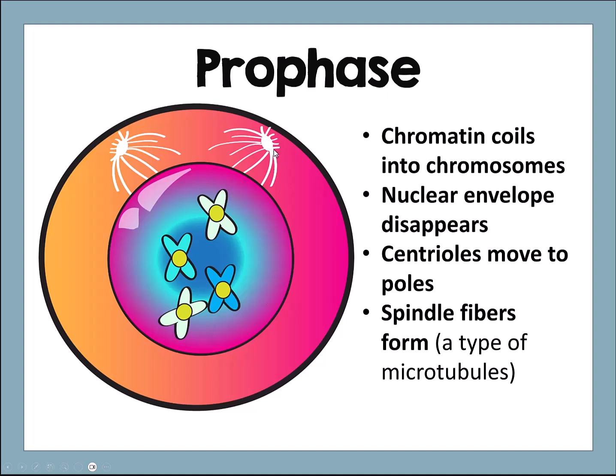Also, there are centrioles that move to the poles, and the centrioles and the spindle fibers are part of the cytoskeleton of the cell. So the centrioles begin to move to the poles or the ends of the cell, and the spindle fibers, which are these threads, begin to form between them, and they will help to move the chromosomes into the correct location.